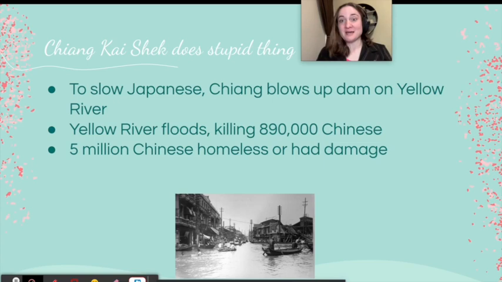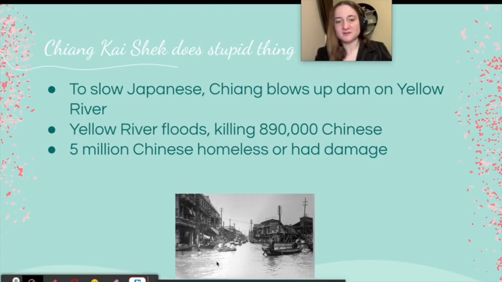So to slow the Japanese, Chiang Kai-shek, remember he's the leader of the Communist Party, blows up a dam on the Yellow River. If you don't know what the Yellow River is, it is a giant major river in China. It's like the equivalent of our Mississippi River. It works, kind of. So the Yellow River floods. Yes, it does slow down the Japanese army, but it also ends up killing 890,000 innocent Chinese civilians. And it also leaves 5 million Chinese homeless or with some sort of damage to their house.